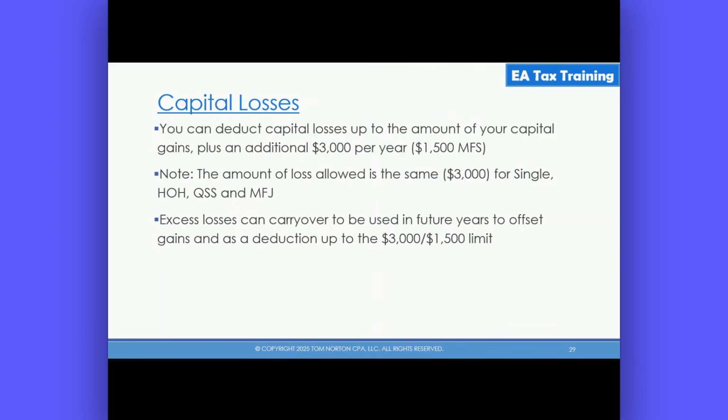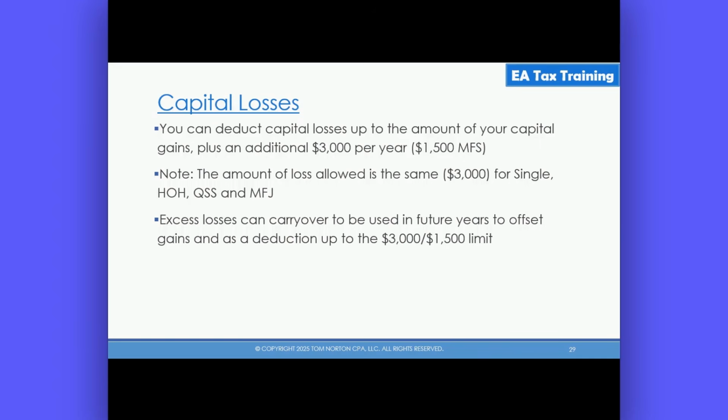So if you had that example, $10,000 of gains from buying and selling capital assets, $6,000 of losses from buying and selling capital assets, you would have a net gain of $4,000. So you could deduct all of those capital losses. But let's say instead you had $10,000 of gains from buying and selling, and you had $15,000 of losses from buying and selling. You could only deduct $3,000 of your total $5,000 loss. It is limited to $3,000.